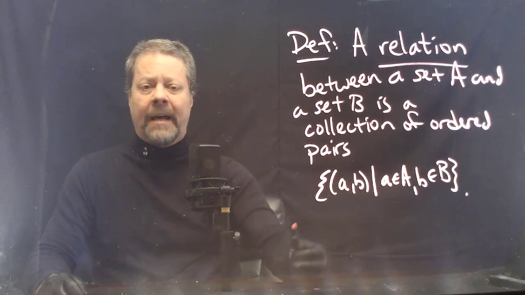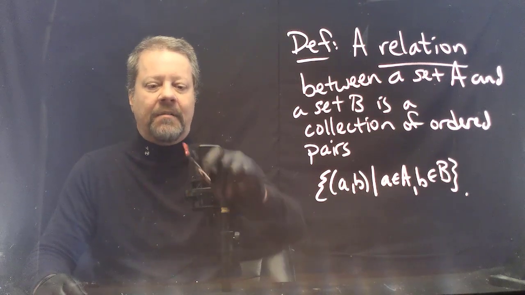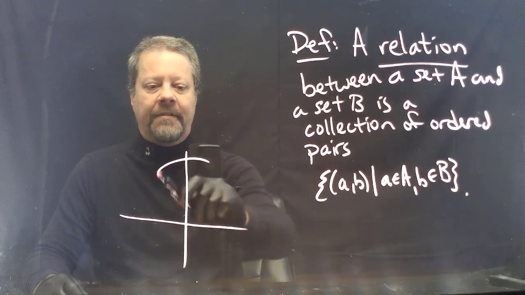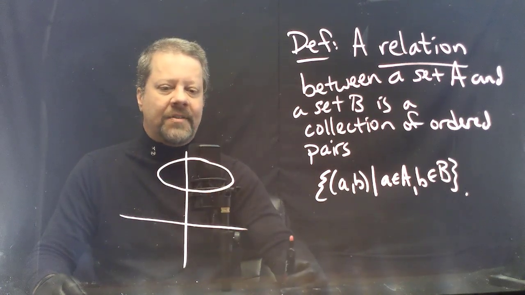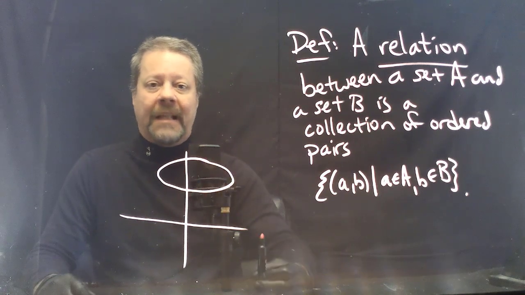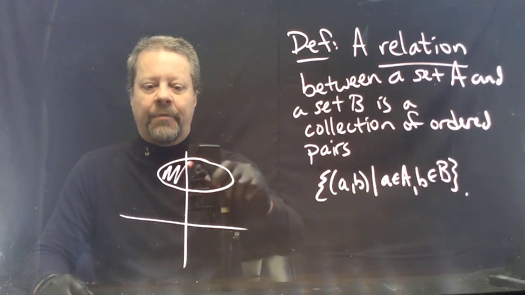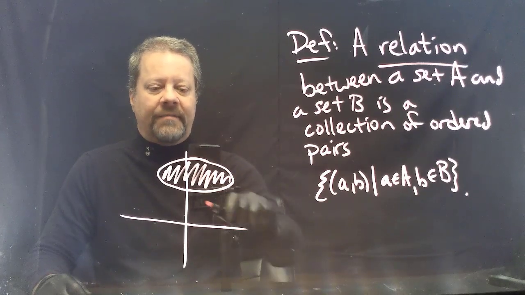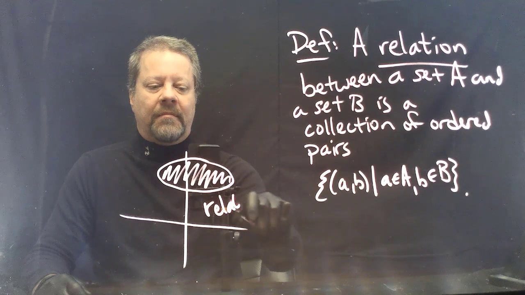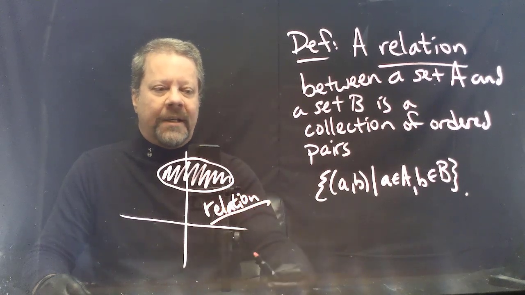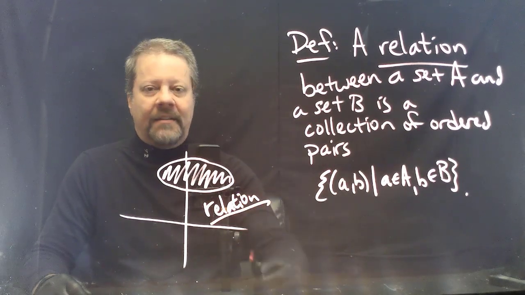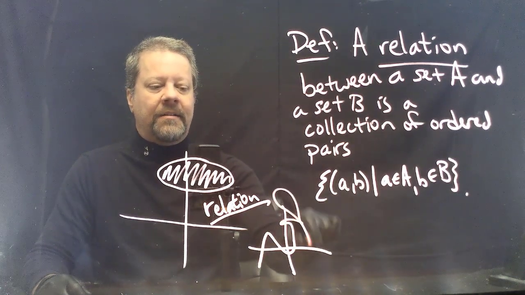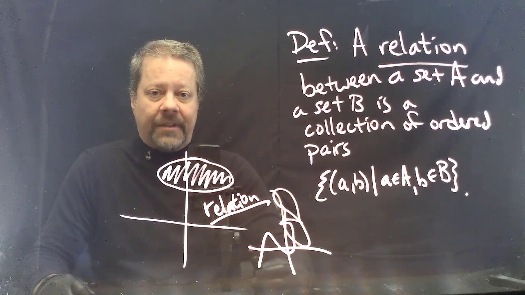Ordered pairs can be graphed like points on a chart. So for instance, if I have an oval like this, that is a relation. Even if I were to fill the oval in, it's still a relation, because a relation is just a set of ordered pairs. So if I want to do something like this, that's a relation.